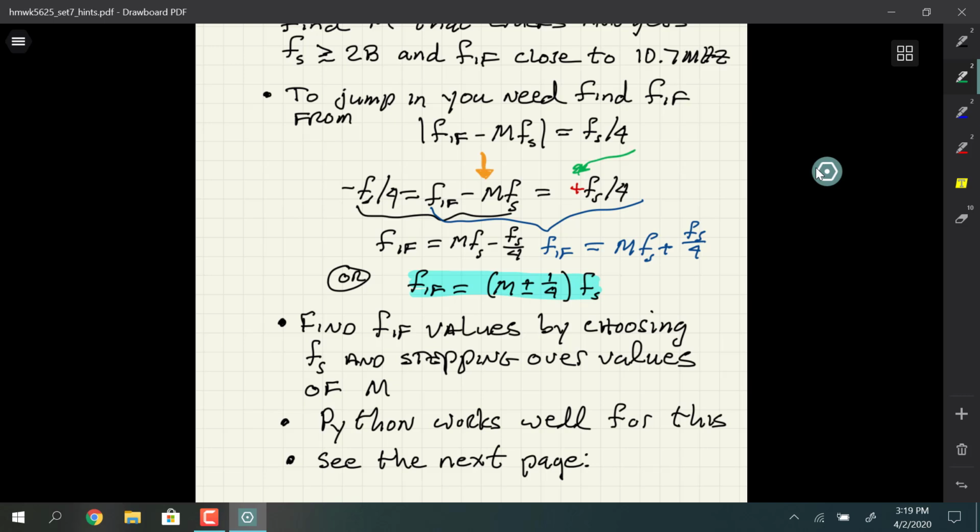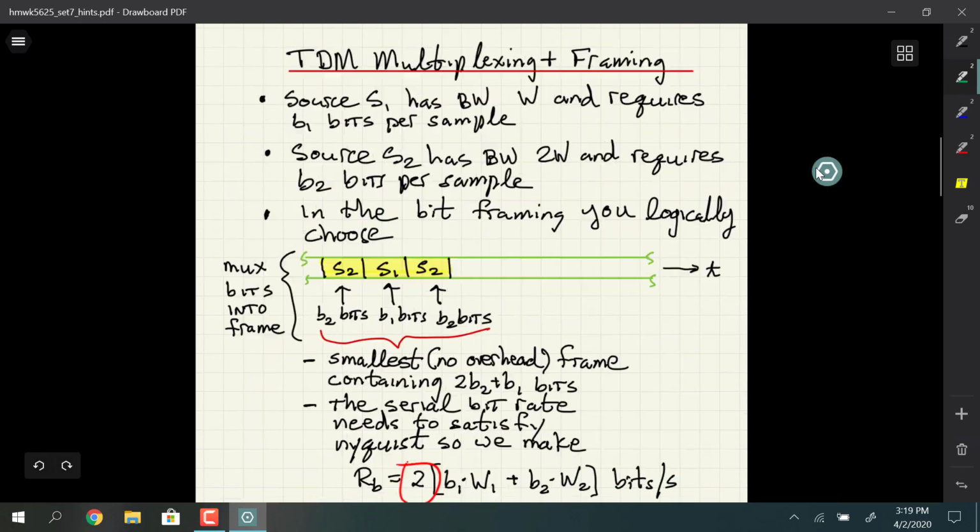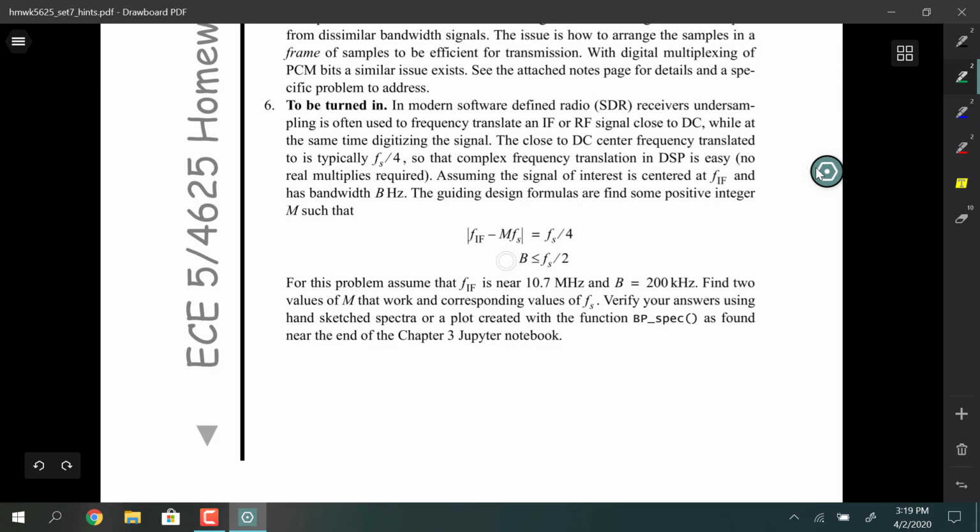You pick a value for FS, and the equation up here tells you that when you spin it around, you've got to have FS greater than or equal to 2 times B.